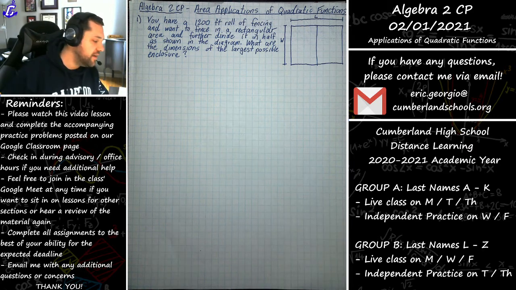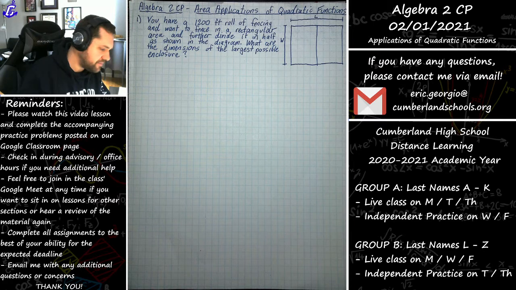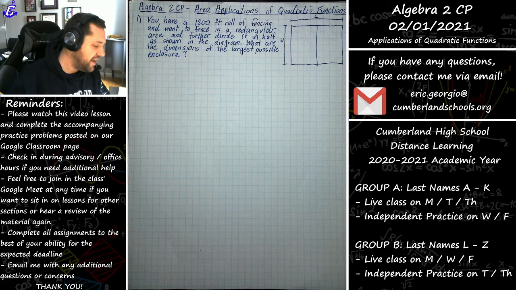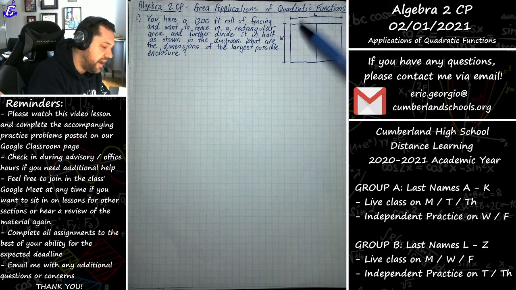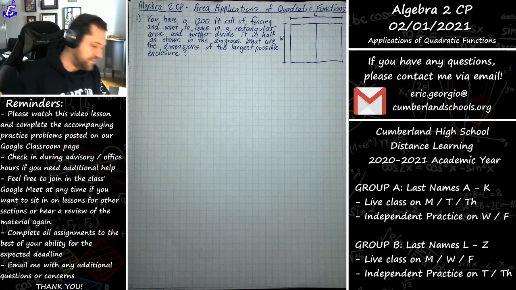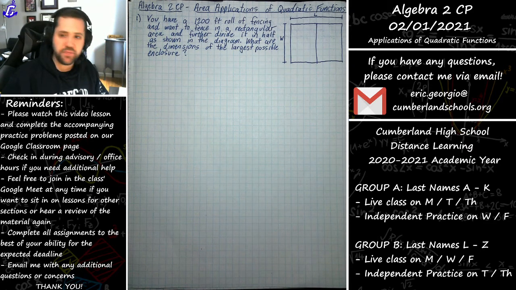This one states, you have a 1,200-foot roll of fencing and want to fence in a rectangular area and further divide it in half as shown in the diagram. So you see here we have the length, the width, and we're further dividing it in half. What are the dimensions of the largest possible enclosure?